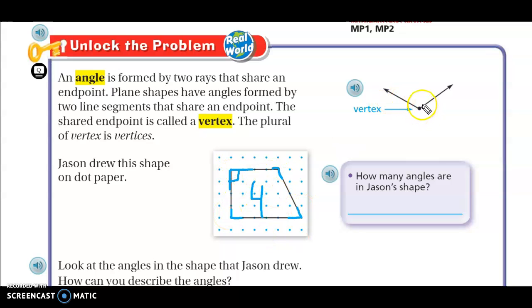All right, this is called a vertex where they meet. And then this part right here is an angle. And that's what we're going to be working on today, the different types of angles that we will find in math. Let's see if I can clear that off.